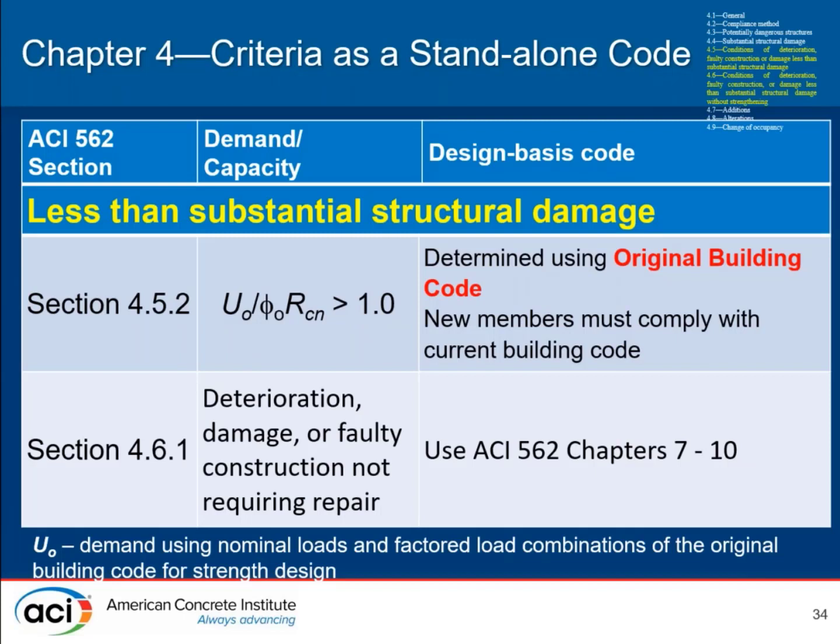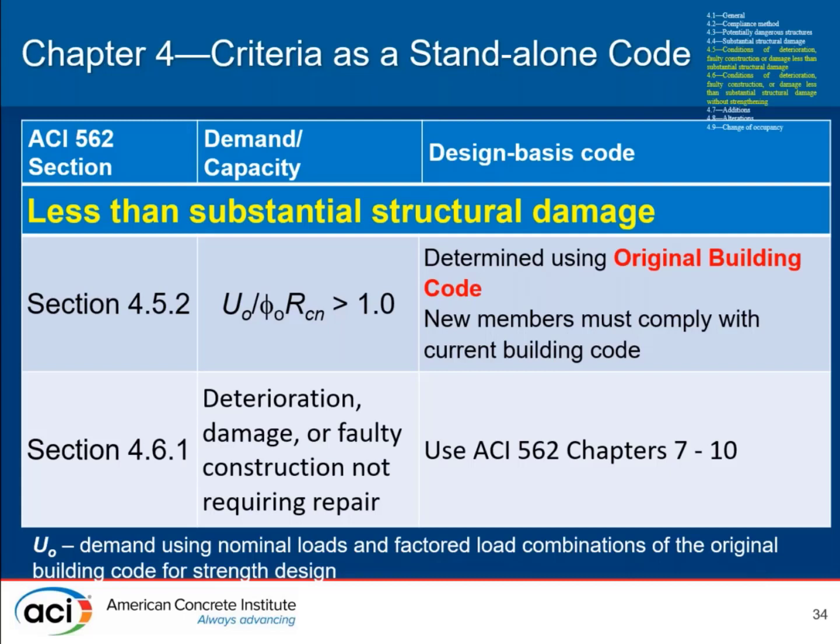This is a little busy, but here we've got another table that defines less than substantial structural damage. If you've got a U divided by phi naught R_CN exceeding 1.0, here phi naught and U naught are going to be the strength reduction factors and the factored load combinations as determined using the original building code. If the element is unsatisfactory by the original building code, then you have less than substantial structural damage, but new members must comply with the current building code.